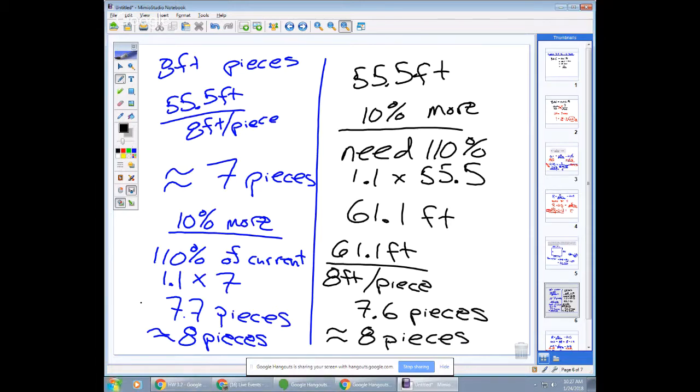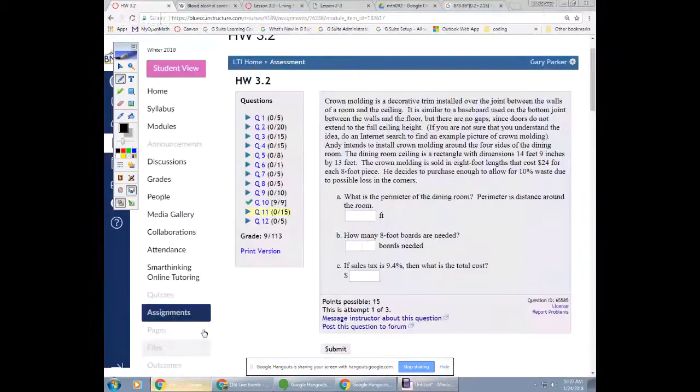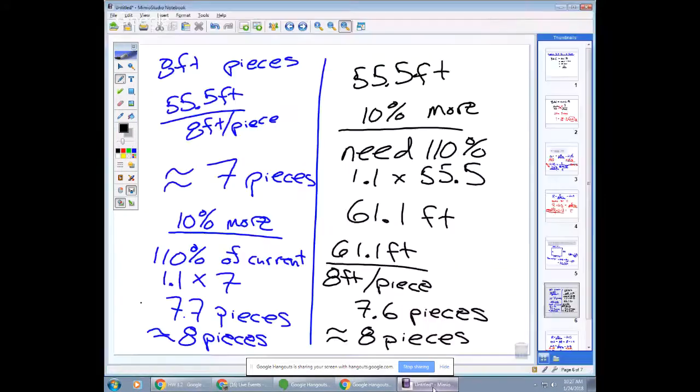All right, so I think we're ready to finish up this problem. This is a fun one. We haven't done one like that in a long time. All right, perimeter, I think we got 55.5. How many 8-foot boards were needed? We believe there's 8. Oh, okay, now we got to figure out the cost. So let's see, they're $24 a piece plus a 9.4% sales tax. So everybody write something down, see what you get, and then we'll compare that to what I get. So everybody try something, write it down.